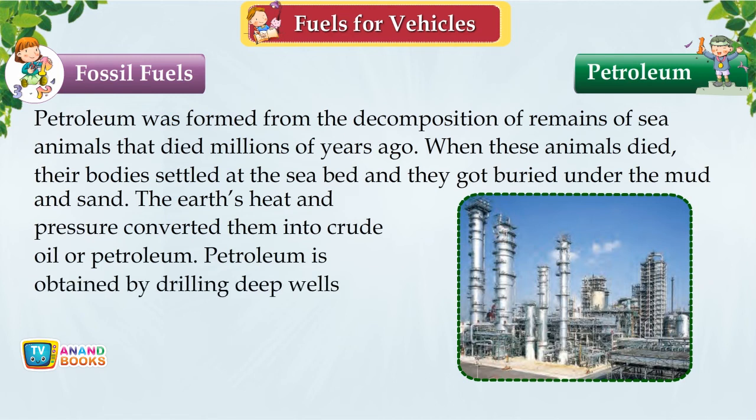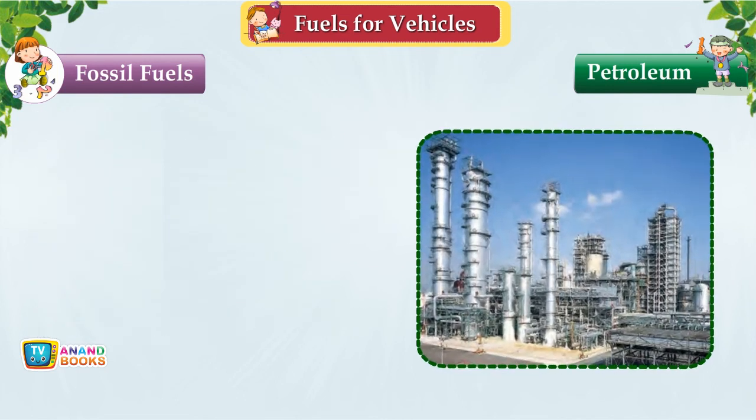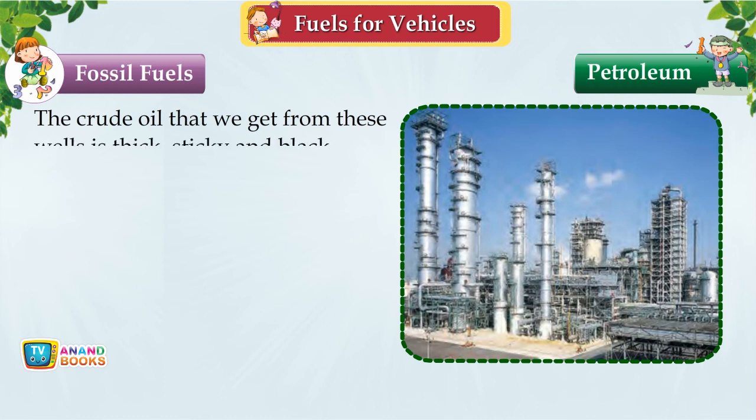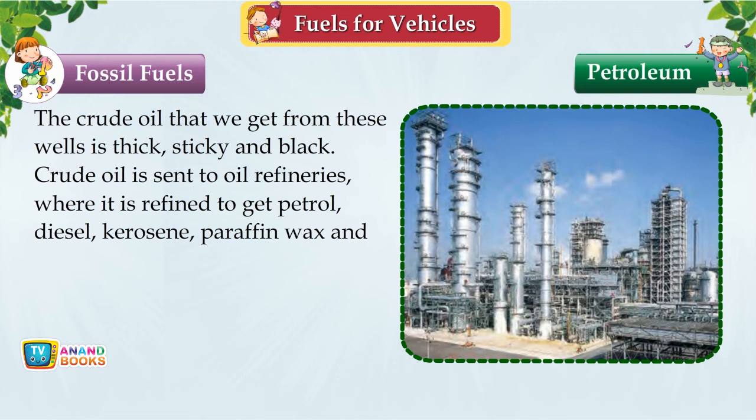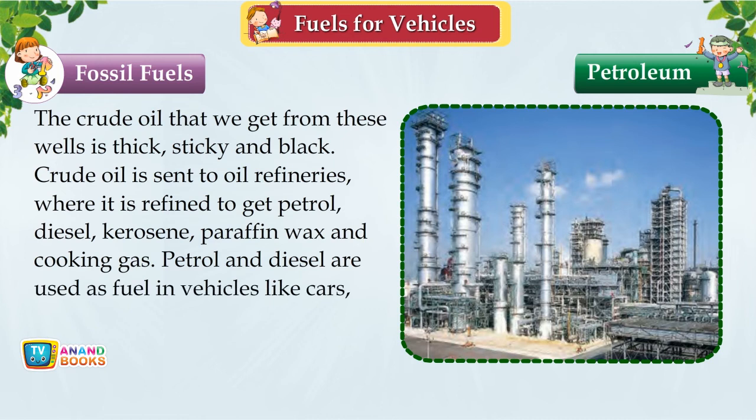Petroleum is obtained by drilling deep wells called oil wells several meters down the earth's surface. The crude oil that we get from these wells is thick, sticky and black. Crude oil is sent to oil refineries where it is refined to get petrol, diesel, kerosene, paraffin wax and cooking gas. Petrol and diesel are used as fuel in vehicles like cars, scooters, buses, aeroplanes, etc.